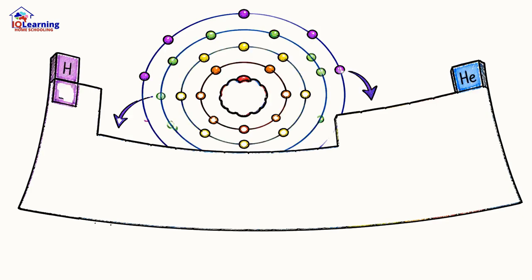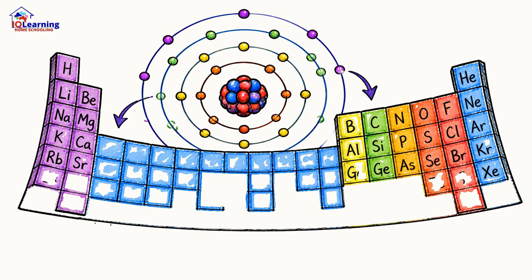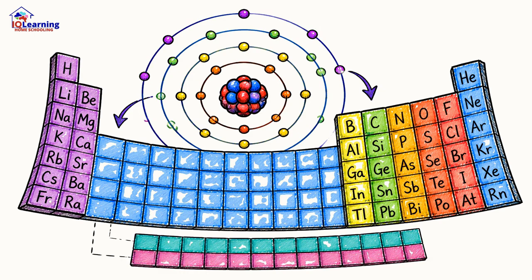Ultimately, this electron configuration is the map to an atom's power. It explains the entire layout of the periodic table, where every row and column tells a story of this perfect, organized electronic architecture.